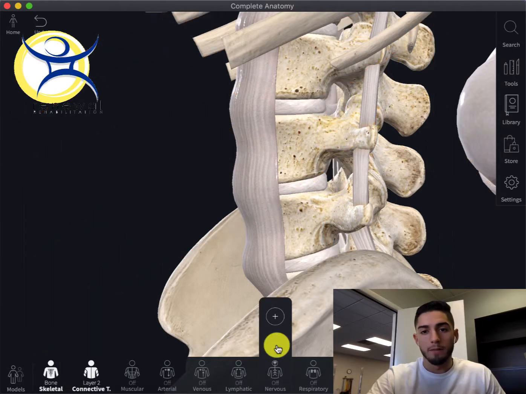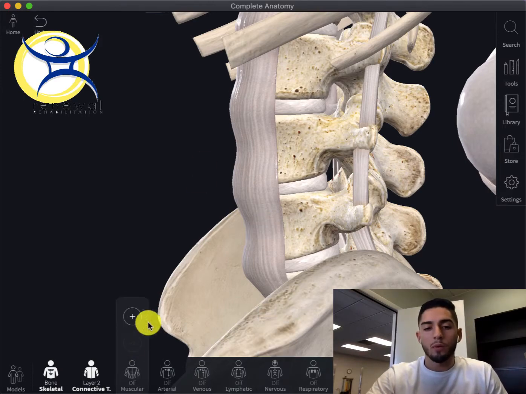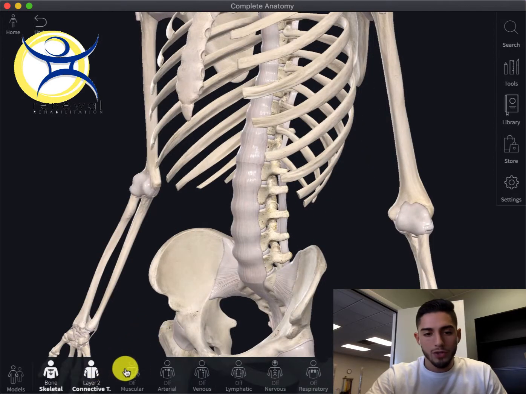Now, the way that we target that, the way that we make sure that no one has more severe issues, and the way that we can get rid of those issues, like I said, is by working on all these muscles here that I'm about to show you.